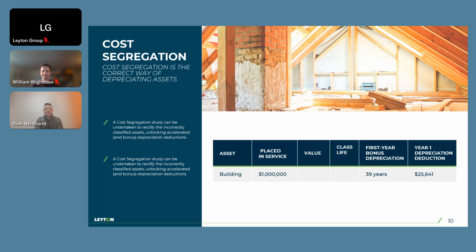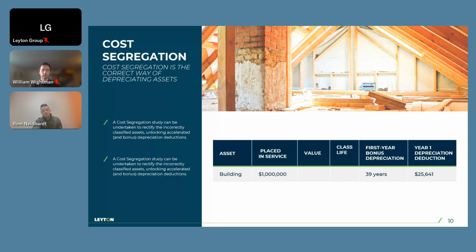So let's put that into an example here. Let's say you bought a building. You paid $1 million for it. You're depreciating it for 39 years. That's about $25,600 in depreciation deduction that first year. So that's where you start out, right? That's what we're looking at at the beginning of a cost segregation study. You bought that building and you just started depreciating it at 39 years.